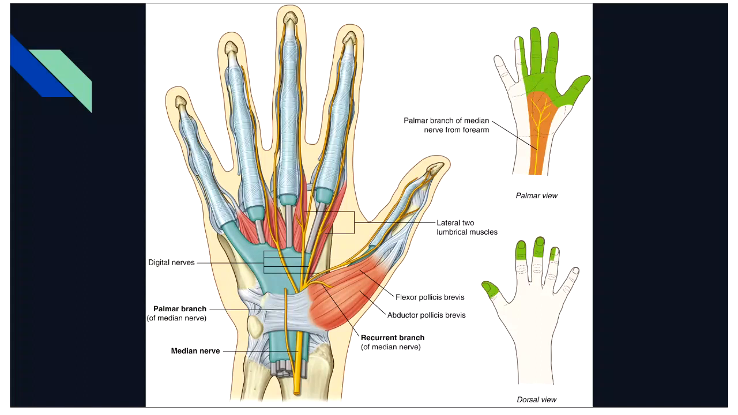Okay. Here again, we talk about the recurrent branch of the median. Okay, if you got an injury here, opposition of the thumb will be lost, right? Okay. The median nerve runs underneath this sheath here. Okay, and that will be important because we're talking about what? Carpal tunnel, right? Okay, good.